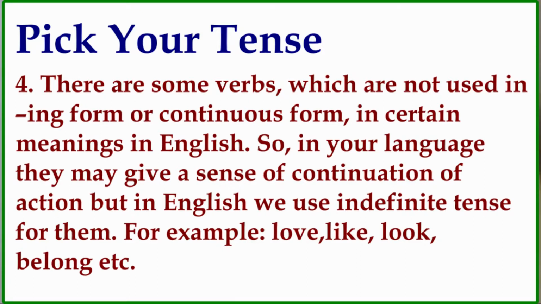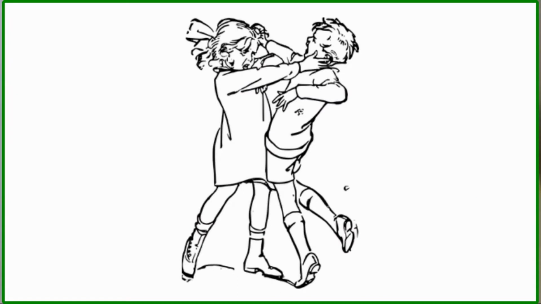One example here. Look at this pic. How do they look? They look angry, or happy, or sad. In your language, it might give you a continuous sense, and you may think it is right to say that they are looking angry. But English people say they look angry. They don't use the form looking in this meaning. They use the form looking in other meanings, but not in this meaning.